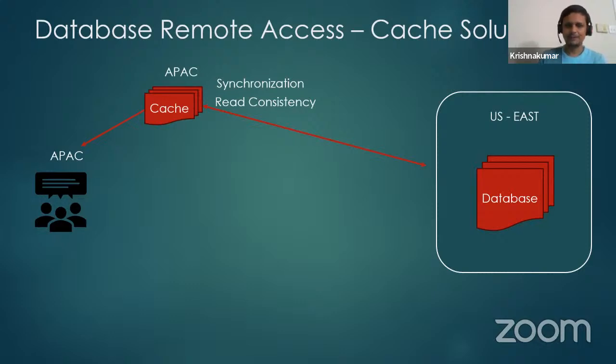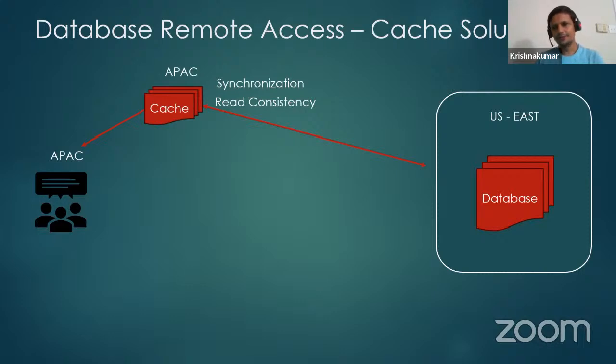But still, we solve only one problem, which is storage. It means the cache doesn't have the data. So we solve the problem of storage. But still, synchronization and read consistency are still the problem we face when we have a portion of the data cached in our region. So this is the use case. These are the problems we face. Now we are going to solve the problem through True Cache.